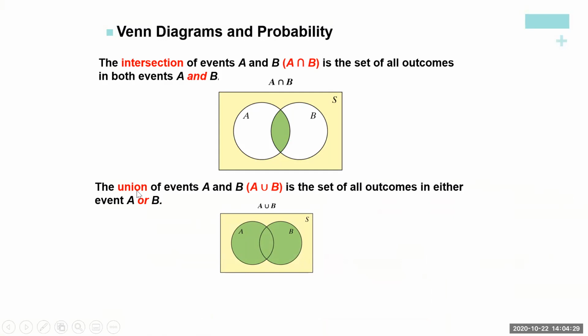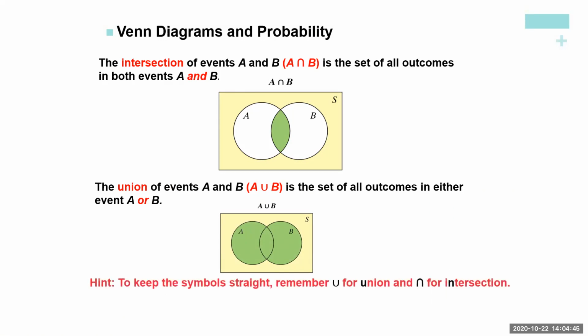The union of events A and B, denoted by a U, is the set of all outcomes in either event A or B. So union means or. And one way to remember, again, union starts with a U. Okay, union, or, one or the other. Intersection has the second letter of N, and it is and, has to be common to both.